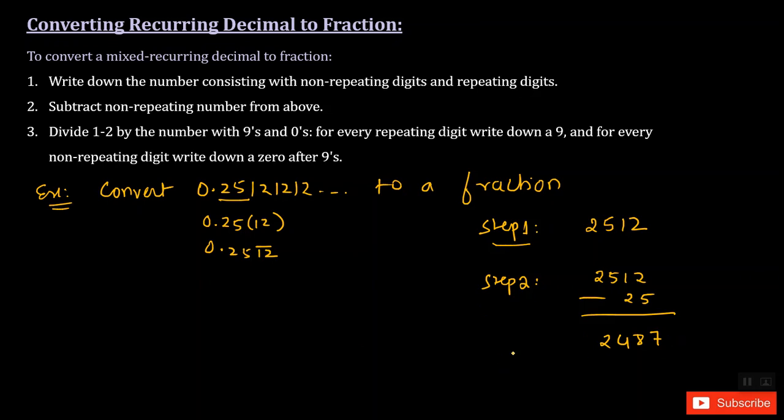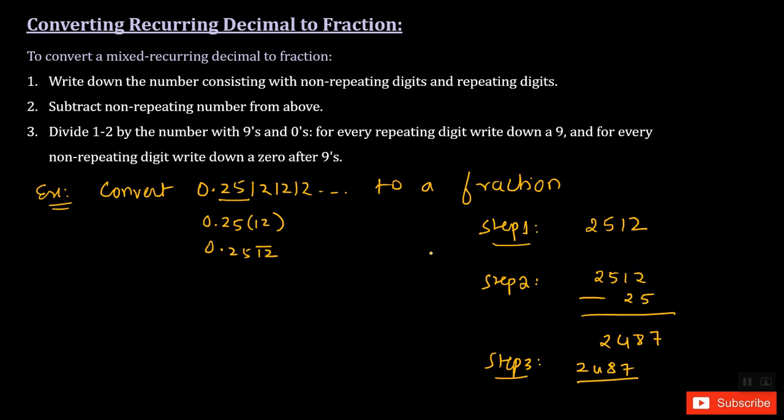The next step, step 3: whatever answer you got here, 2487, divide it by nines. After the decimal point, however many digits are repeating, that many nines we have to write. That's what we saw in the previous example. If 3 digits are repeating, that many nines I'll be writing in the denominator, right?